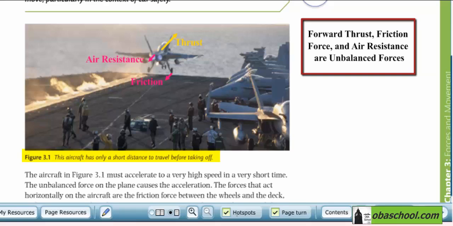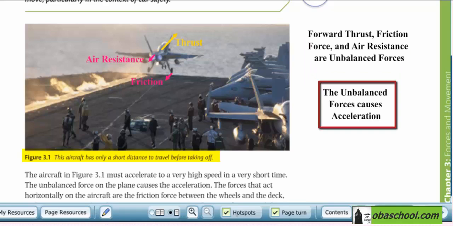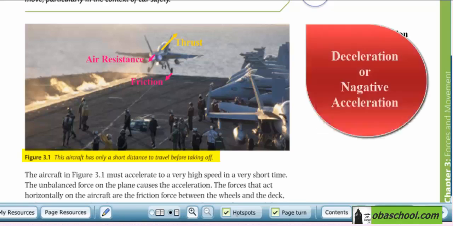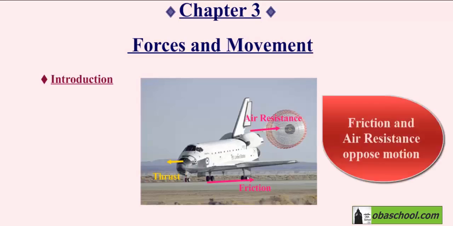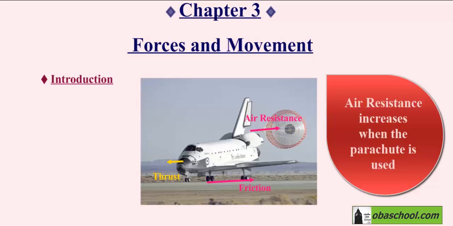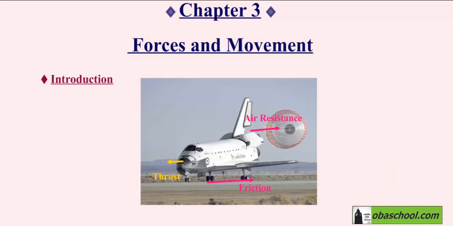The thrust, friction force, and air resistance are unbalanced forces. The unbalanced forces cause acceleration. Now, as for the landing, the aircraft should decelerate. In this case, they use other ways to reduce its speed, like the parachute in the landing, and the friction and air resistance should be larger than the thrust force. The friction and air resistance oppose the motion. Air resistance increases when the parachute is open.